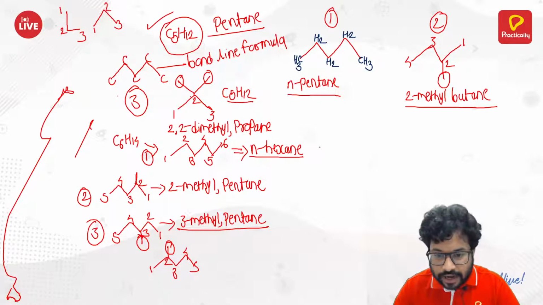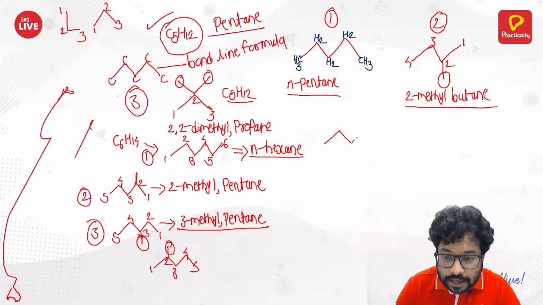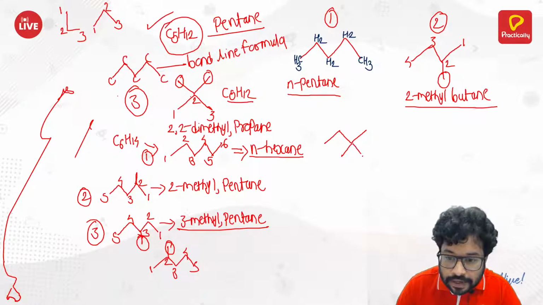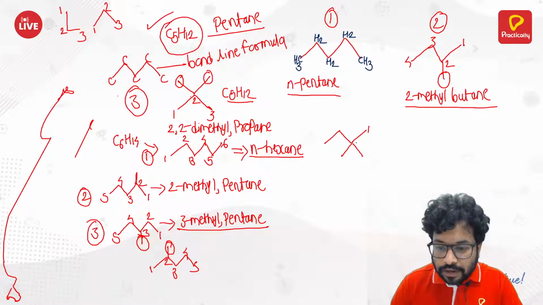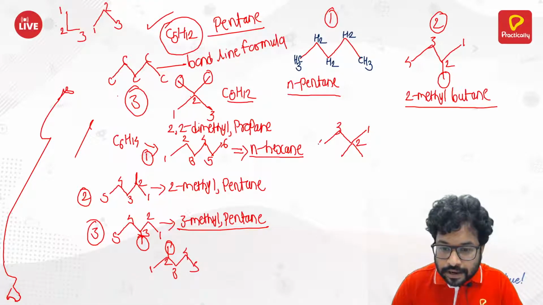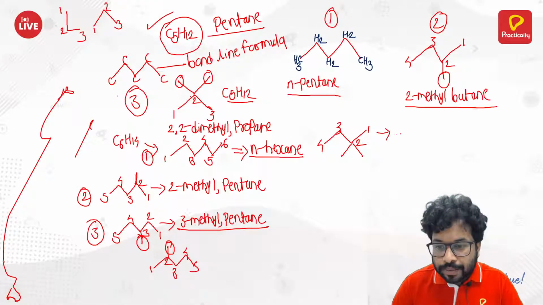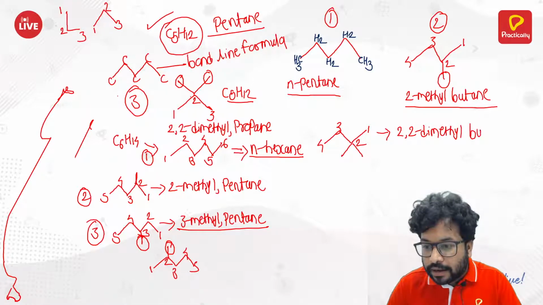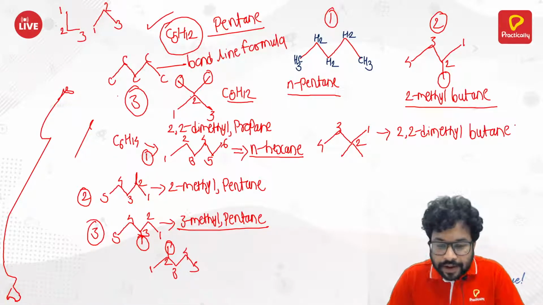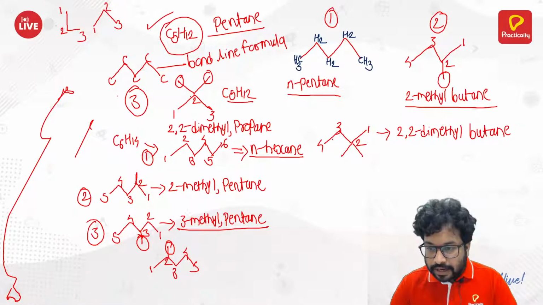Now we're going to remove 2 parts. Basically, see, like this. 1, 2. Now, how would you name it? It will be like 1, 2, 3, 4. How do you name it now? 2,2 dimethyl. 2,2 dimethyl butane. Isn't it? It's different, no? 2,2 dimethyl butane. So these compounds are different.